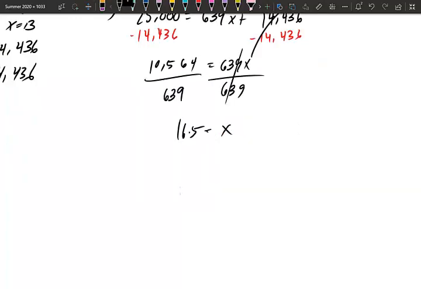So we have 16.5 equals x, and we keep it at 16 because you can't do half of a year, so it's the 16th year. So 2007 plus 16, and we get 2023. So in 2023, the average cost of a 4-year university will be $25,000.